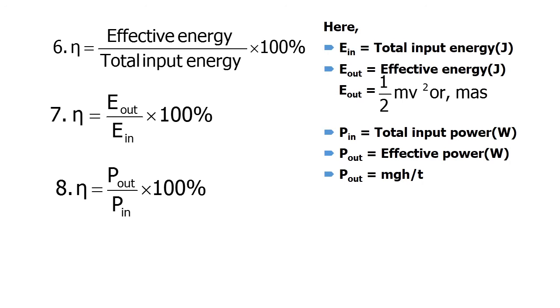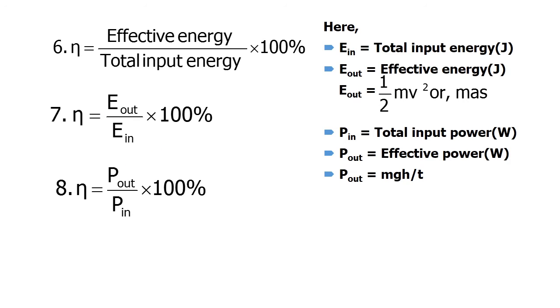The formula about efficiency. Efficiency has two formulas. One is on the topic of energy, another is on the topic of power. When the information given in your STEM is about energy, then we will use the formula eta equals E out divided by E in into 100%. E out means effective energy, and E in means input energy.